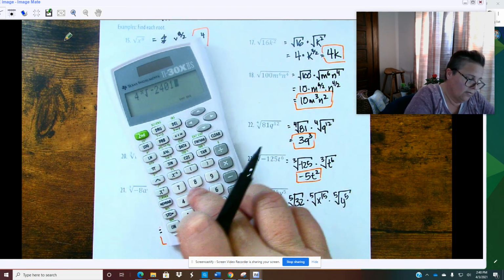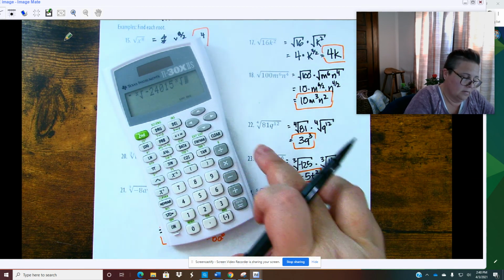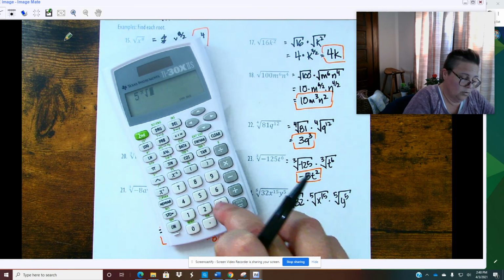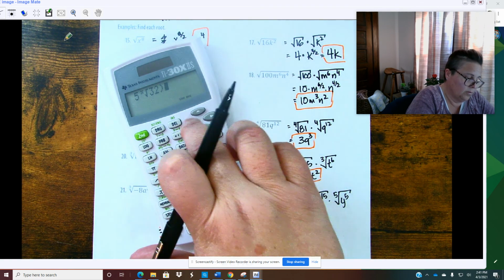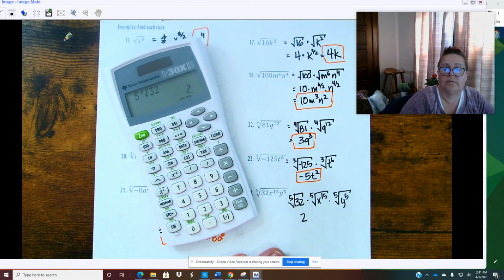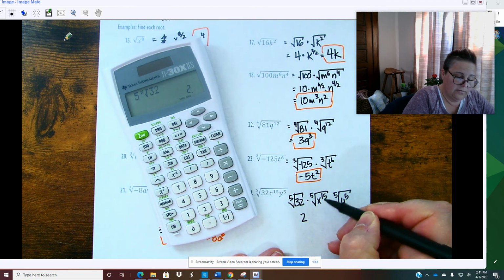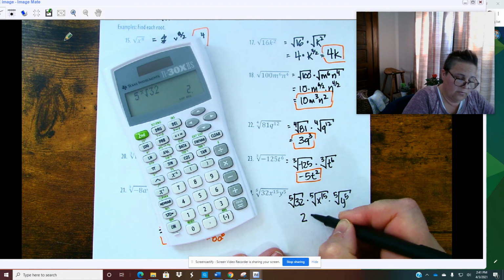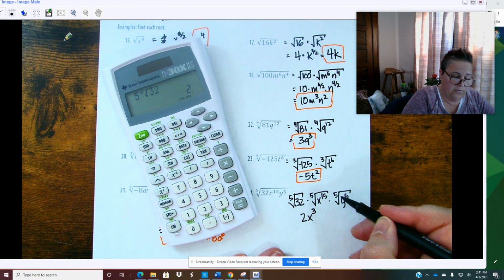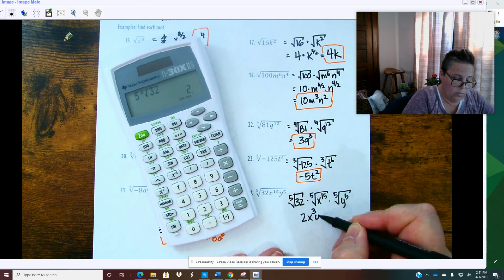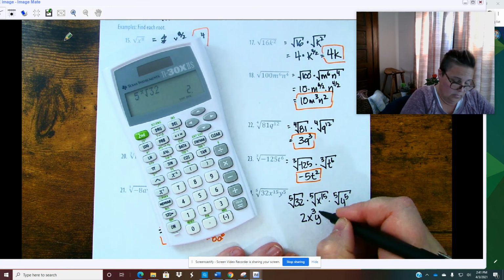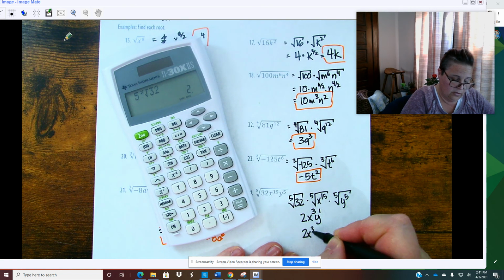Once again, 5. Whoops. I need to clear this out. There we go. 5 first. Then I need the root of 32. That'll give me the fifth root of 32, which is indeed 2. The fifth root of x to the 15th would be x to the 15 divided by 5, which is 3. And then the fifth root of y to the 5th would be y to the 5 divided by 5, which is 1. So this would be 2x to the third y.